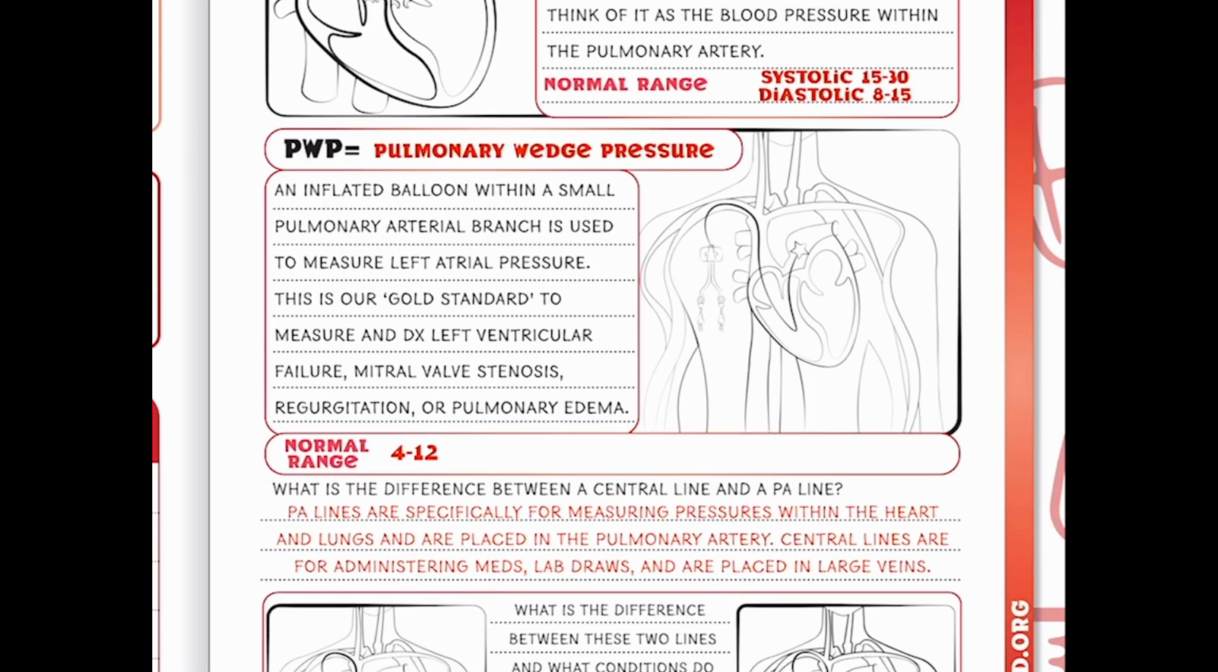And our last question, what is the difference between a central line and a PA line? So PA lines are specifically used for measuring pressures within the heart and the lungs. They're placed in that pulmonary artery. And central lines are going to be for administering medications and lab draws, and they are placed in large veins. We did learn about how we can still utilize these PA lines as central lines. All of this is going to be specific to your facility and the type of catheter that you are using.